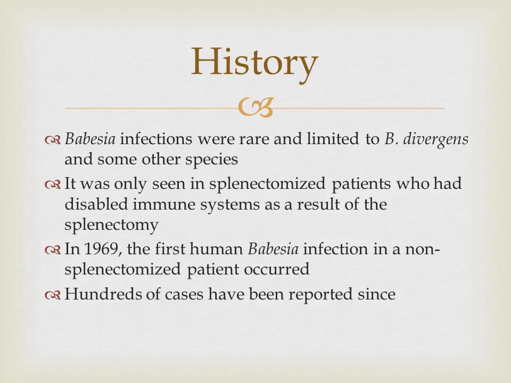Babesia infections were rare and limited to Babesia divergens and some other species. It was only seen in splenectomized patients who had disabled immune systems as a result of splenectomy. In 1969, though, the first human Babesia infection in a non-splenectomized patient occurred. Hundreds of cases have been reported ever since.